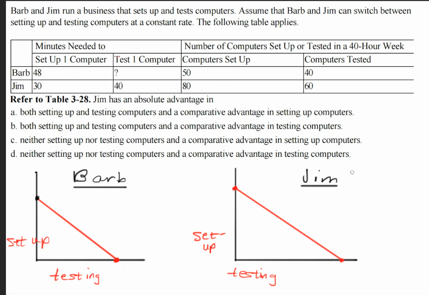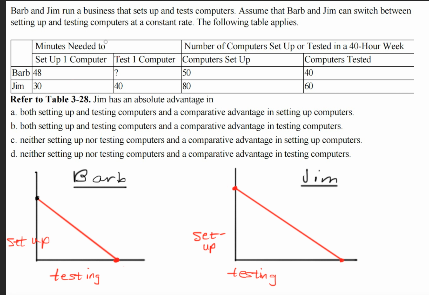Barb and Jim run a business that sets up and tests computers. Assume that Barb and Jim can switch between setting up and testing computers at a constant rate. The following table applies. So we're given this information and we have to decipher who has a comparative advantage and who has the absolute advantage.